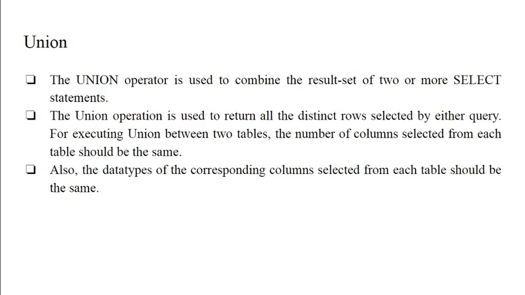The union operator is used to combine the result set of two or more select statements. The union operation is used to return all the distinct rows selected by either query. For executing union between two tables, the number of columns selected from each table should be the same. Also, the data type of the corresponding column selected from each table should be the same.